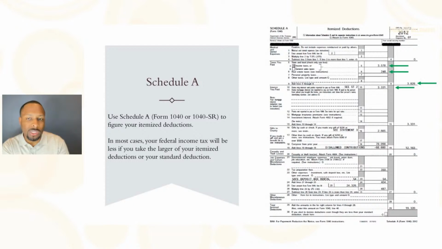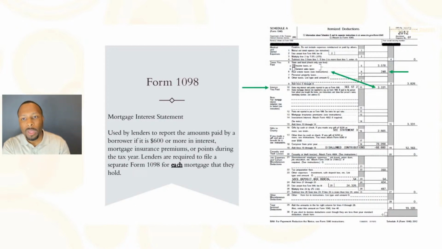And so the mortgage interest is highly important. We want to make sure that you understand that mortgage interest should be coming to you on a Form 1098. This should be coming from your lender, because they are required to report any amount that you as a borrower have that's $600 or more in interest, mortgage insurance premium, taxes, or points during the tax year. So lenders are required to file a separate 1098 for each mortgage that you hold.